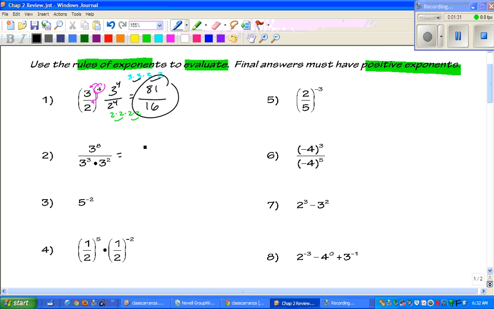All right, number 2. We cannot do anything to the top, so we're going to leave it as it is. Now, on the bottom, we can combine those. And what we do is we add the exponents. All right, now that we have similar bases, who wins, top or the bottom? Okay, the top wins. By how much? By 3. And 3 to the 3rd is 3 times 3 times 3, which gives you 27.